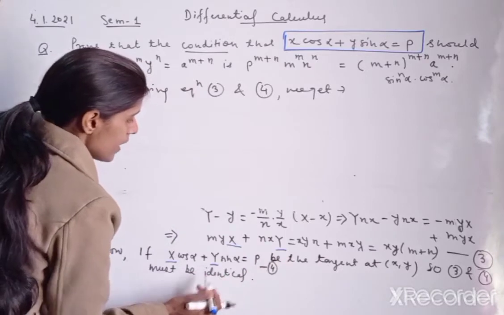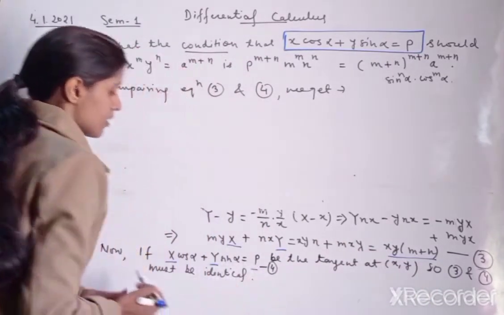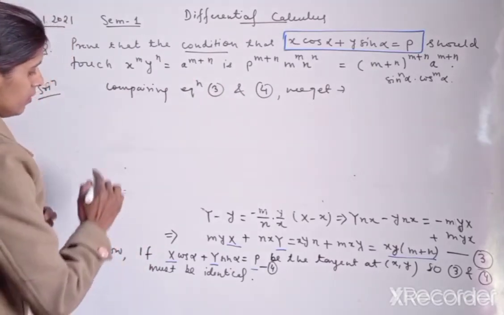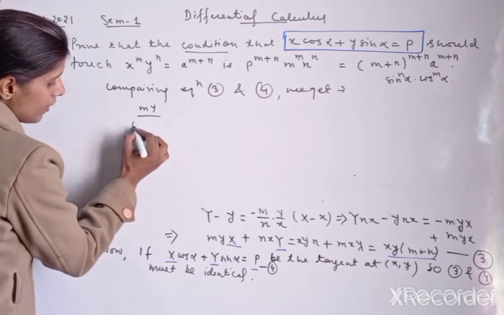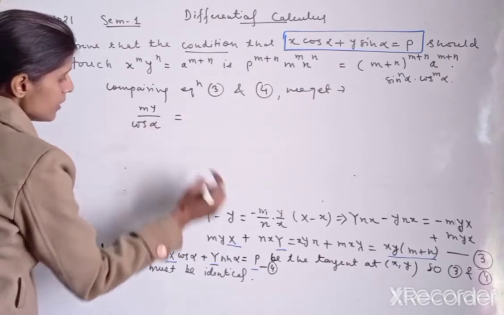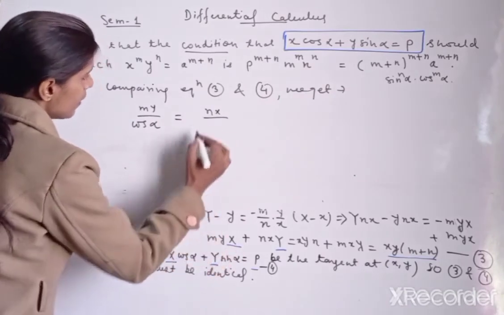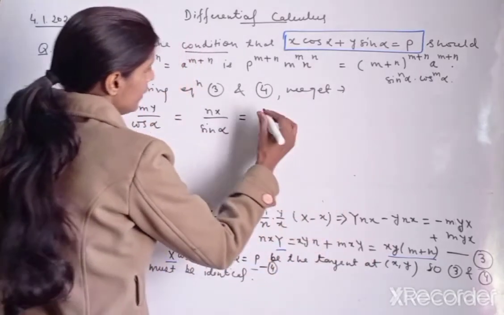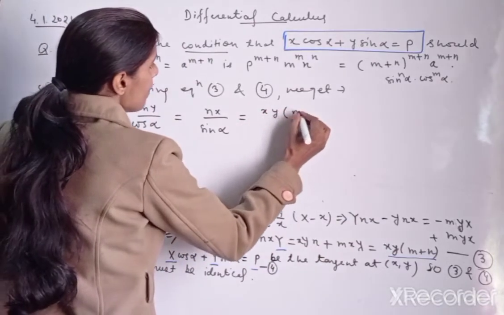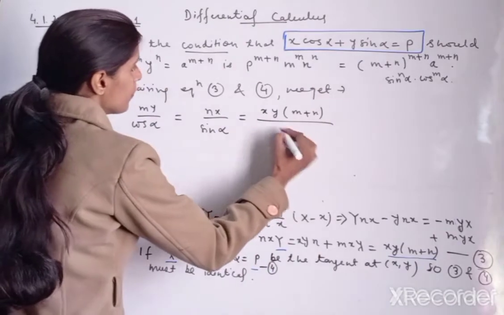nxy y sin alpha. And here it is a constant value, then it is a constant. So what we will write here is that my divided by cos alpha must be equal to nx divided by sin alpha, and this is equal to xy(m plus n) divided by p.